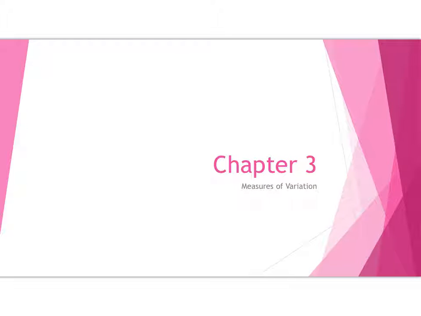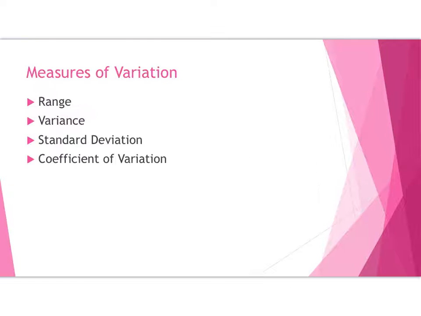Second part of Chapter 3 is about the measures of variation. There are 4 measures of variation that we're going to look at: the range, which we already talked about, variance, standard deviation, and coefficient of variation.